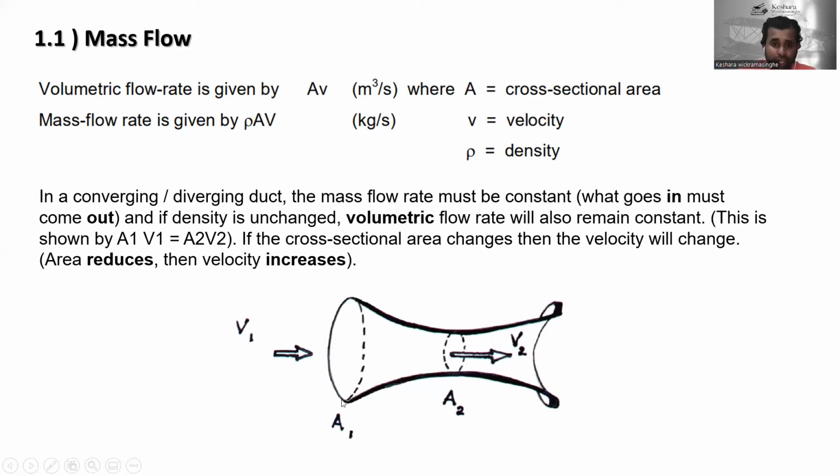Remember, if the cross-sectional area changes, then the velocity changes. If the area is reduced, the velocity will increase in the converging-diverging duct. You can see this area is bigger, and here the area is smaller, so the velocity here is smaller than the velocity there. It means V1 is smaller than V2.